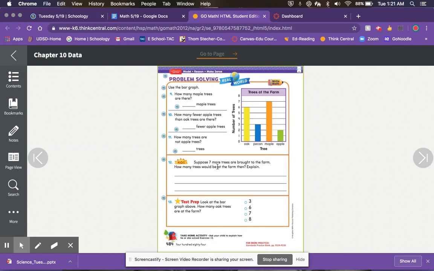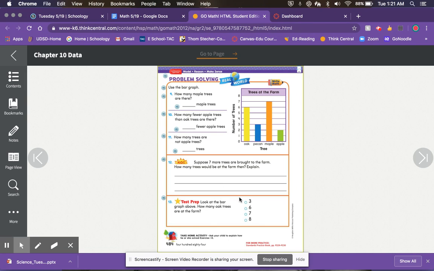Suppose 7 more trees are brought to the farm. How many trees would be at the farm then? Explain how you know. Okay, doesn't matter which type of tree. It just says 7 more trees. All right, so you got to put 2 things together.